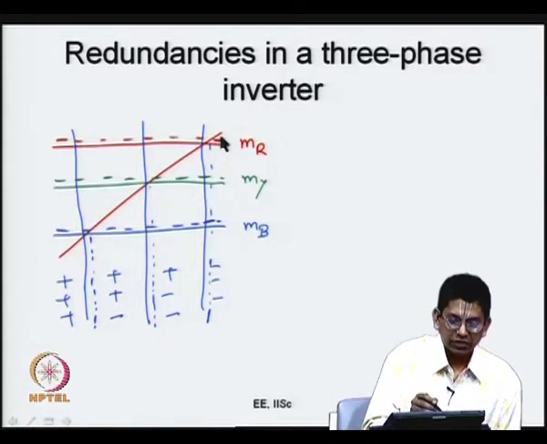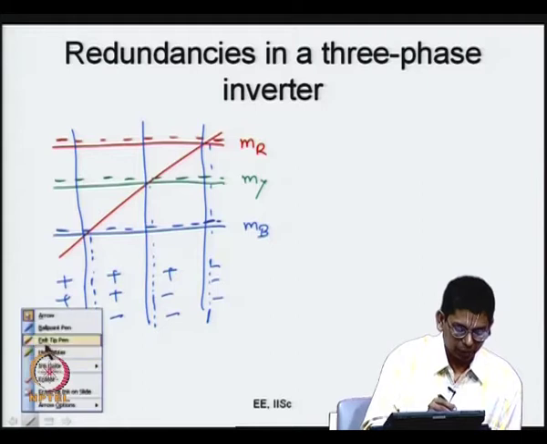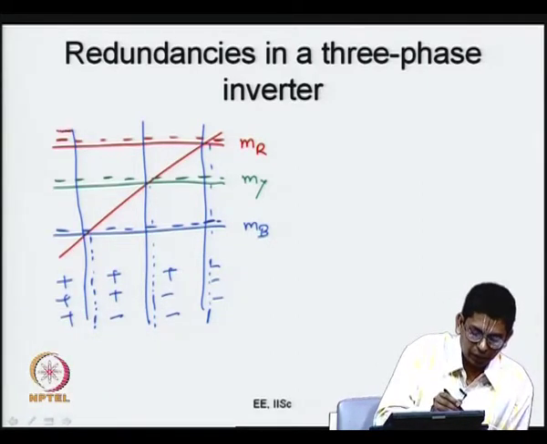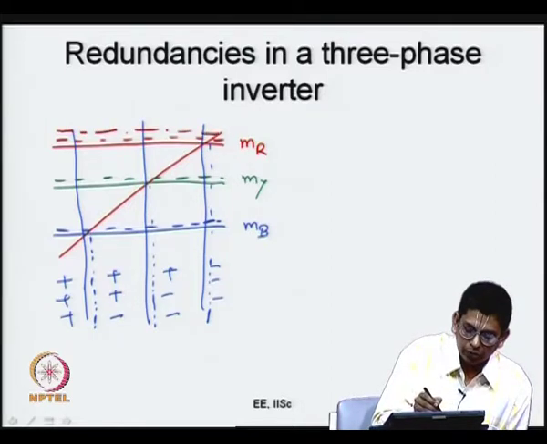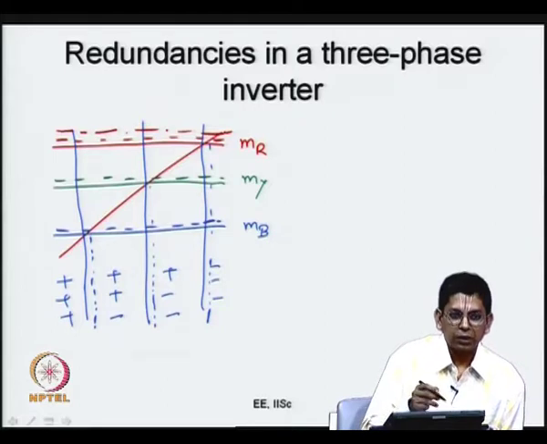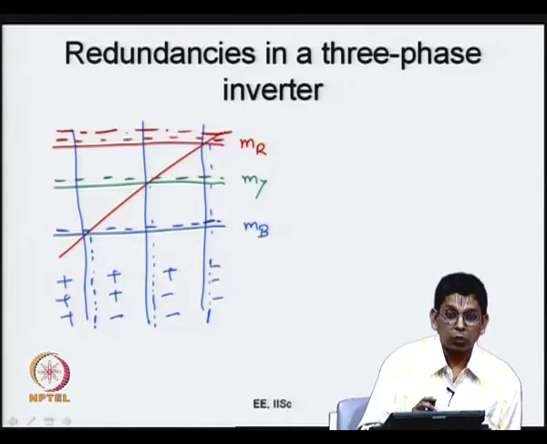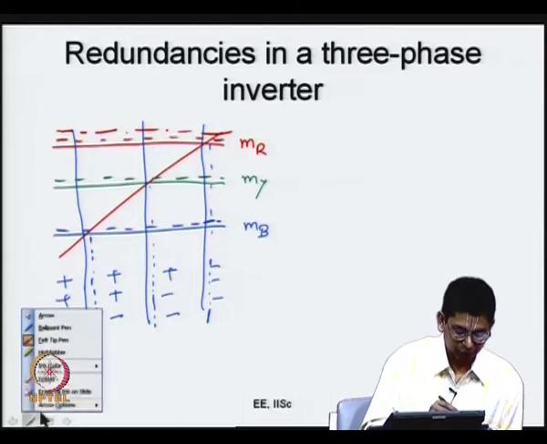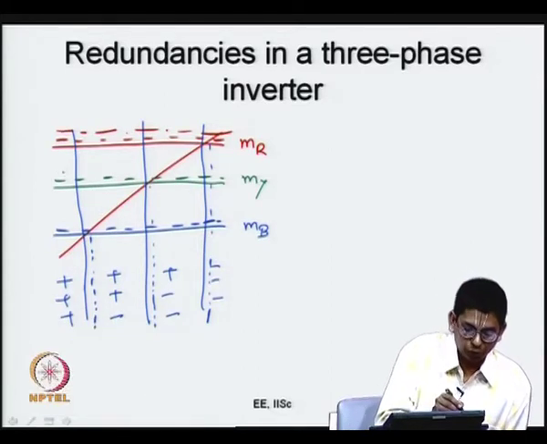So, as an extreme case, let me go back and pick up the red thing again. Now, let us say I add it in such a fashion that my red signal becomes equal to the peak. Similarly, I shift all MY and MB above. Now, what would happen? R phase will be clamped, R phase will not switch at all. So, it is the redundancy of the inverter which allows me to add a common mode component, and I can add a common mode component such that one of the phases is not switched now. Let me complete this by indicating what happens to the green also.